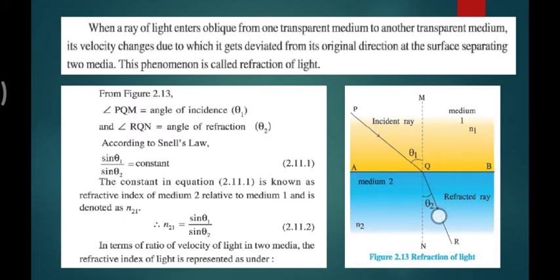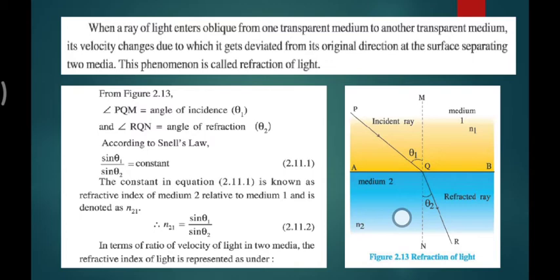When it starts penetrating through the second medium, it does not keep on its same path; it deviates from its path. That phenomenon is named refraction. This is a fundamental definition, so you can keep it in your notebook also. When a ray of light enters obliquely from one transparent medium to another transparent medium, it changes its velocity, due to which it gets a deviation from its original direction. That phenomenon is called refraction of light.